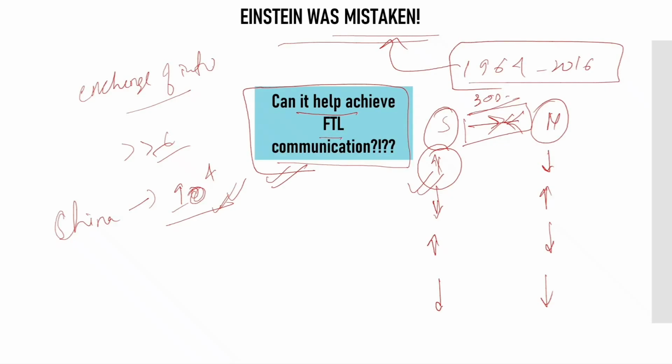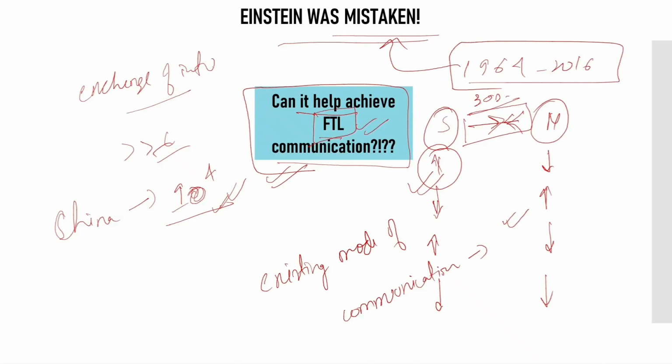Anyway, ultimately, they will have to use the existing mode of communication to exchange their ideas. Alright? And that's why it is not possible to use quantum entanglement for faster than light communication.